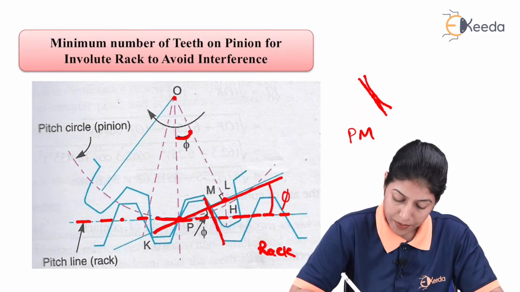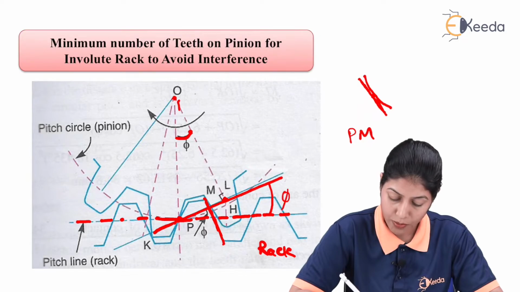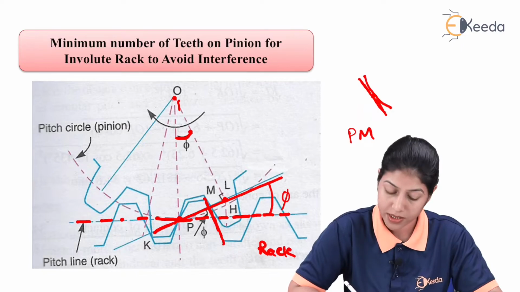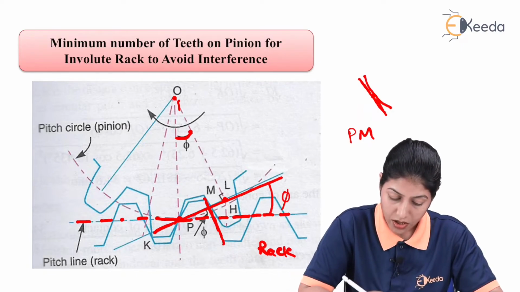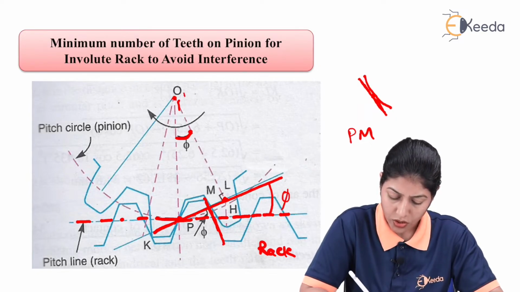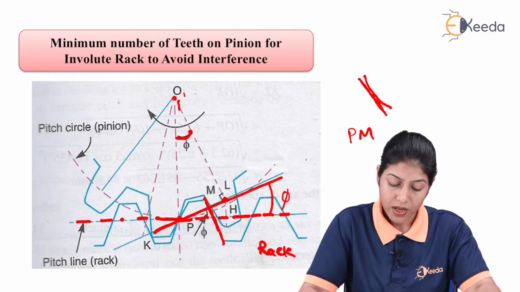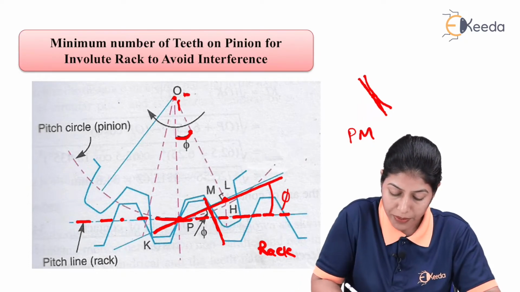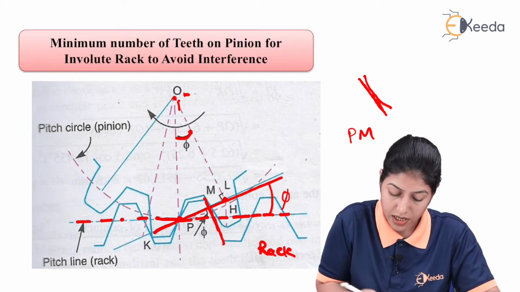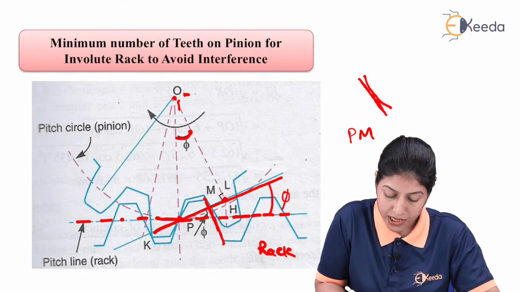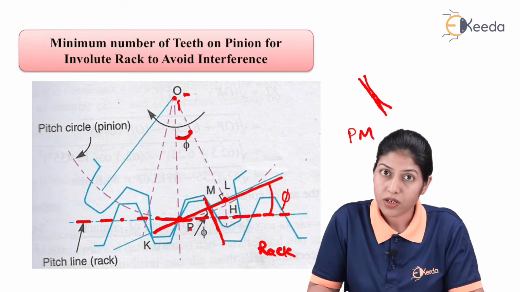So O1M we will draw. M is the point of tangency. So O1M will be perpendicular to the tangent which is passing through the base circle, and O1P. We can consider O1 or O, so it will be OM or OP; here I am taking O only. So OM is perpendicular to the tangent of the base circle, and OM is meeting at the point of tangency, and this OP is representing the radius of the pitch circle of the pinion.